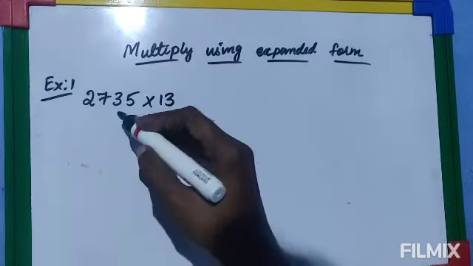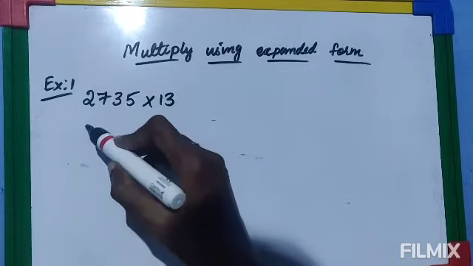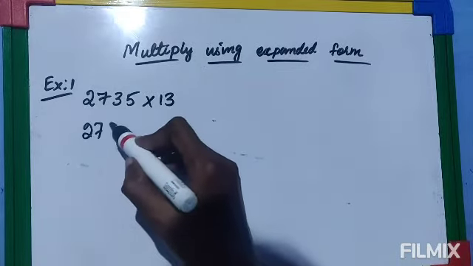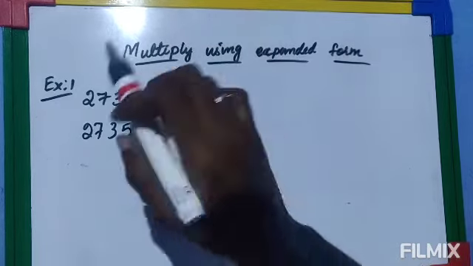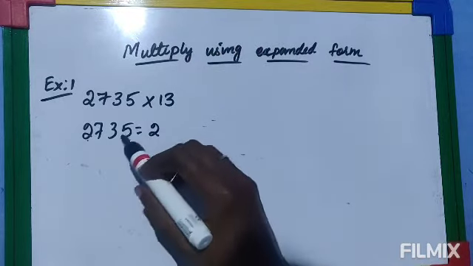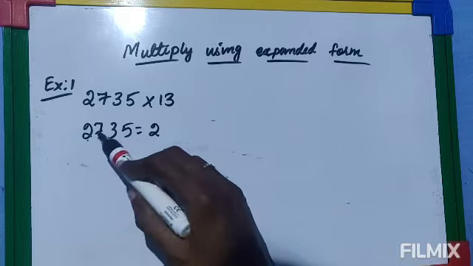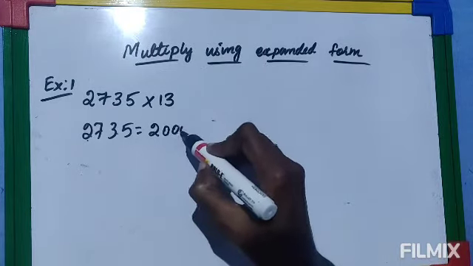So for this we will use the expanded form. For this, the first number we will write in expanded form. To write the expanded form, I will say a shortcut, you already have learned in the first lesson. First number is 2, write 2 here. After 2, how many digits are there? 3 digits are there, 1, 2, 3. So you write 3 zeros.